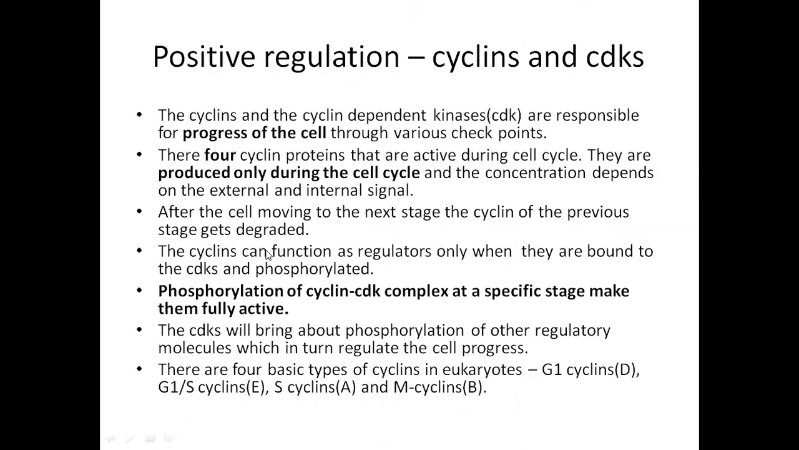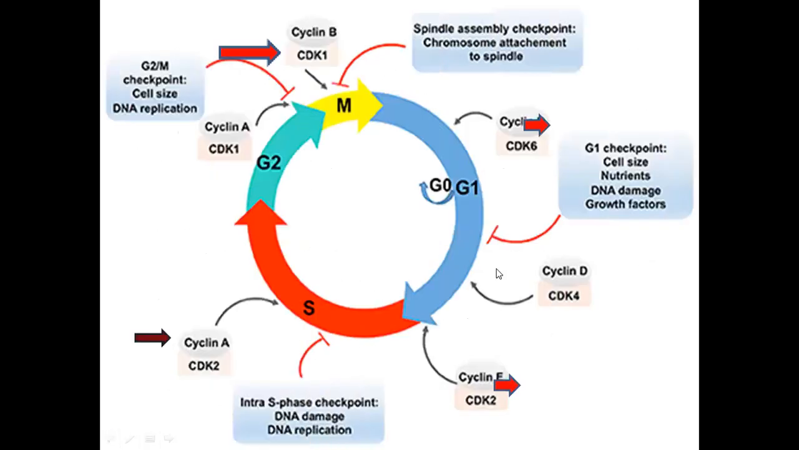Now, cyclins alone won't function. They are synthesized during the cell cycle. When the cell cycle process is going on, cyclins are synthesized. They function by getting attached to the cyclin-dependent kinase proteins, forming what is known as the cyclin-CDK complex. A specific cyclin-CDK complex at a specific stage of the cell cycle will allow that cell to proceed further to the next stage. As we have seen in the previous picture, there was a combination of cyclin and CDK.